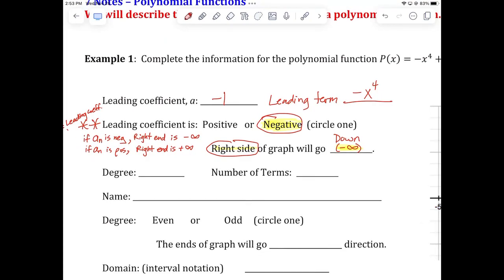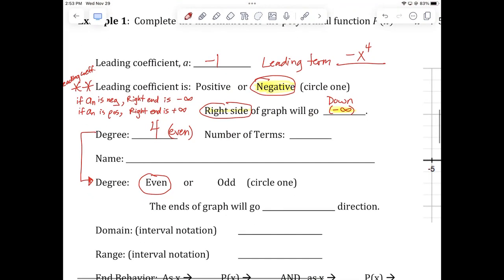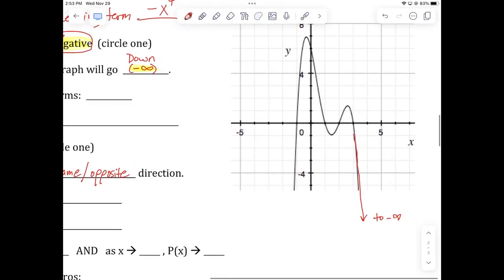The degree is what, did we say? 4. What type of number is 4, even or odd? It's an even number. So let's temporarily jump from there down to here. If the degree is an even number, that is, it's an even degree polynomial, then the graph is going to end up going in the, guess what? Do you think it's going to be the same or the opposite direction? Circle one. Well, let's look over here on this graph.